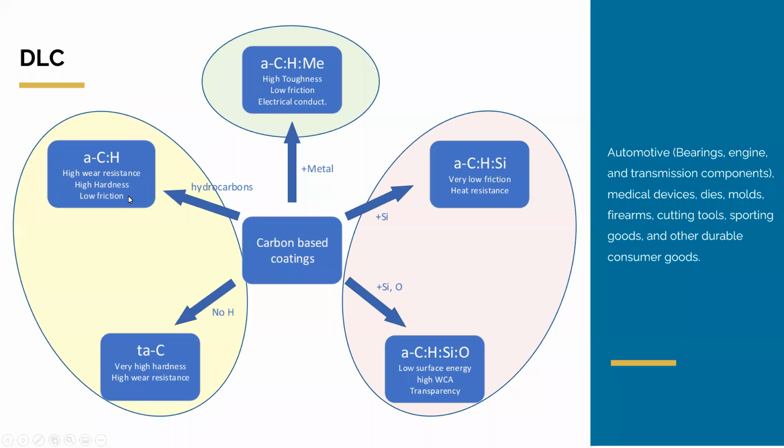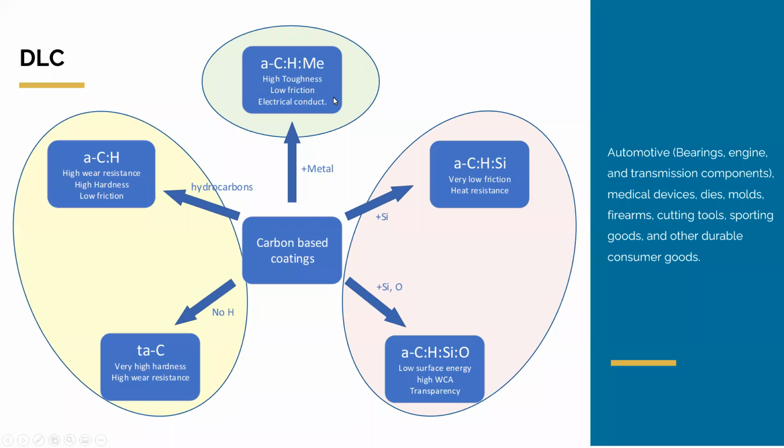High wear resistance, high hardness, low friction, used across the board in many different applications. But you can change that by adding either a metal or a non-metal, such as silicon and oxygen. And that changes the characteristics of the coating itself. And we can choose which type of coating to use for a specific application. So this first one that we talked about is the more general DLC. You're going to find that in many applications.